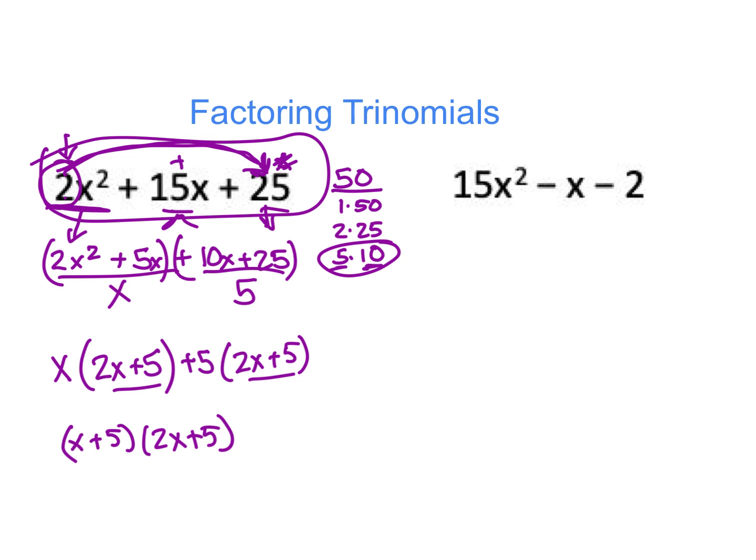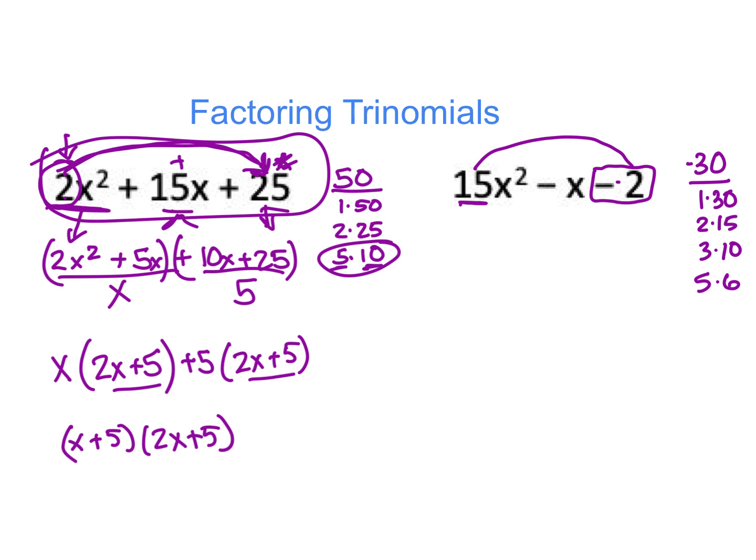Okay, we got another one that has an a value. It's kind of a big a value, but that doesn't make it much harder here. Don't forget this is a negative 2, so let's apply that negative. I'm going to take 15 times negative 2, and I get negative 30. I'm going to write the factors. 1 times 30, 2 times 15, 3 times 10, 5 times 6.